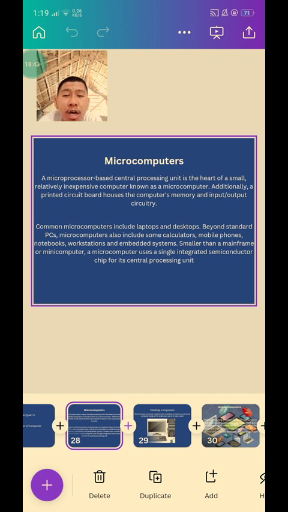Yun daw po ang microcomputers, or mini computers. A microcomputer uses a single integrated semiconductor chip for its central processing unit.